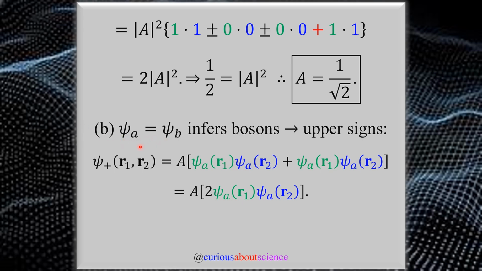Now, part B, as they stated, if we have psi A equals psi B, this is the same state, and this infers bosons because fermions cannot take the same state. They are antisymmetric, Pauli exclusion, all that fun jazz. So we only need to worry about the upper signs. If we look at the wave function from 5.17, we just want the plus sign.